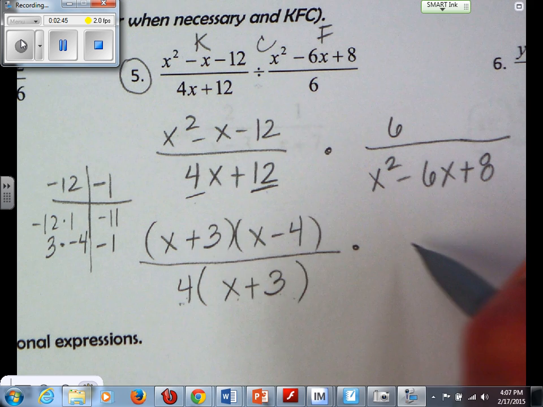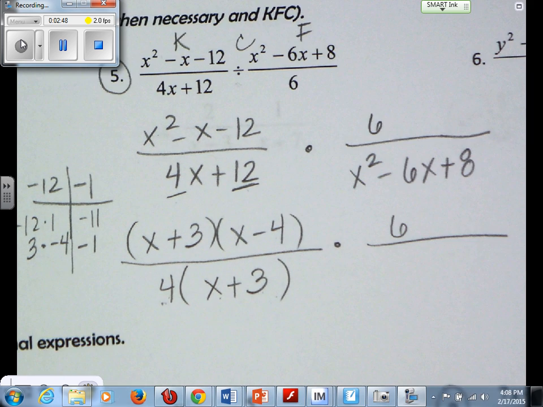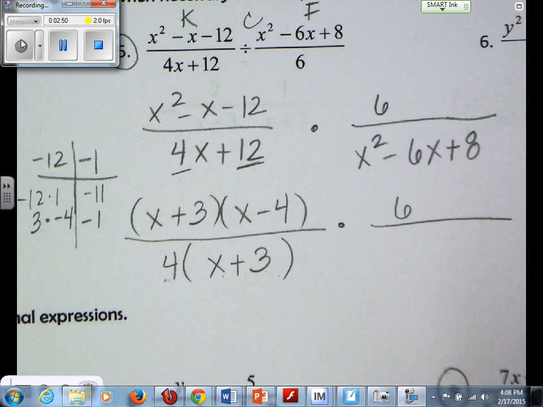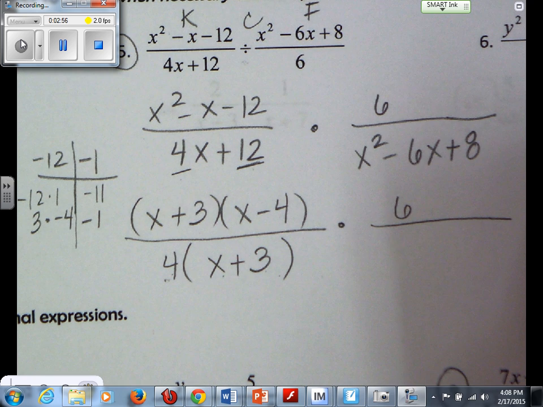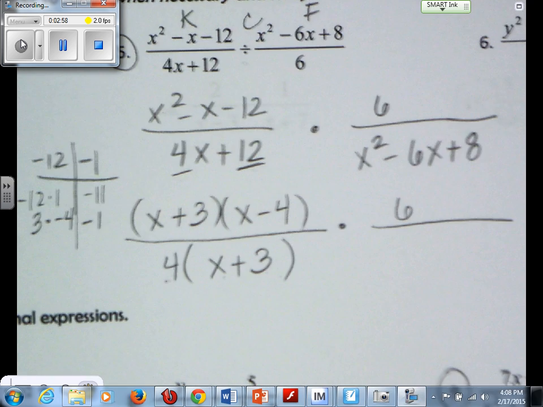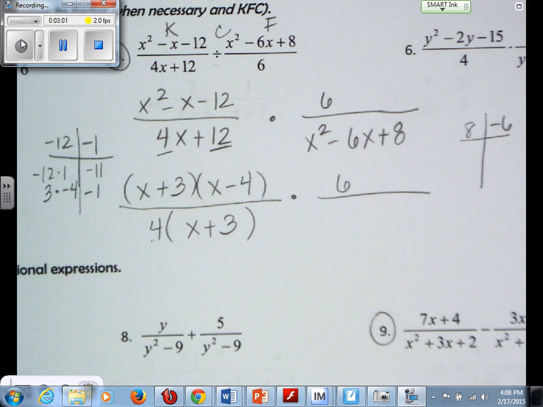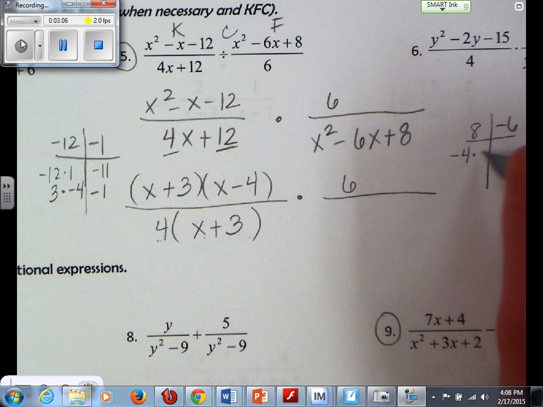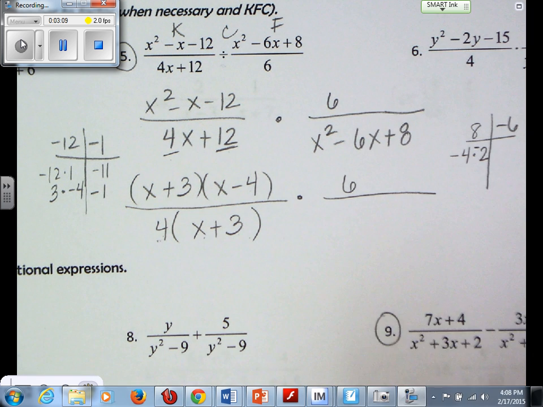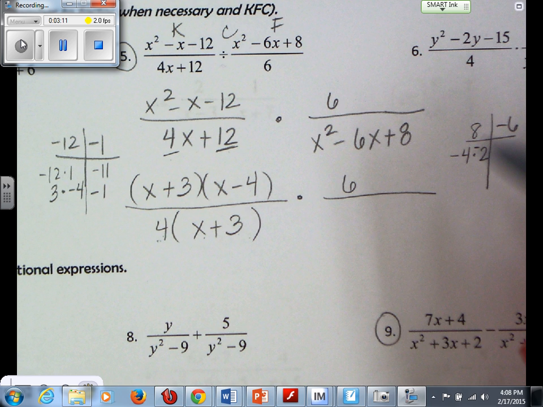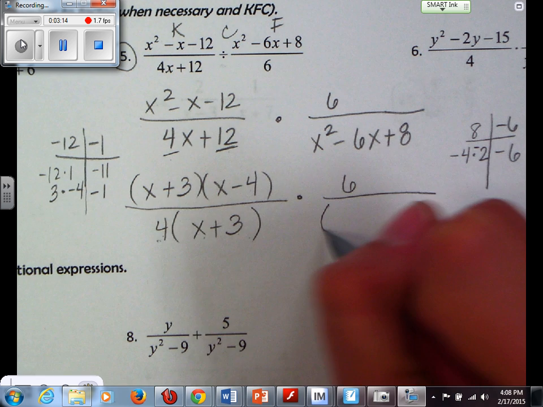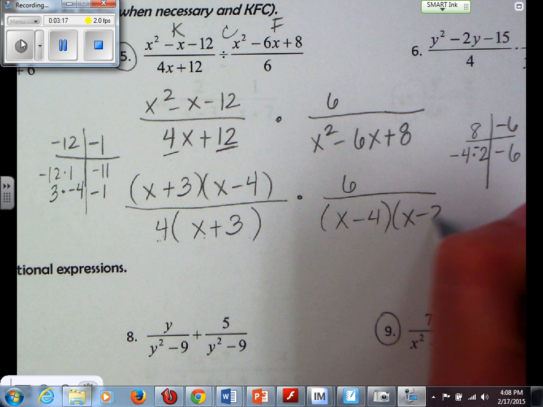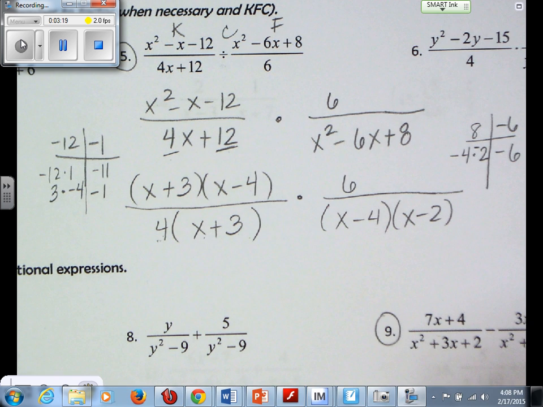If you look at the second fraction, 6 stays the same, and then you're going to factor the 8. So what are the factors of 8 that add up to negative 6? Negative 4 and negative 2. Both of those multiplied together gives you a positive 8, and you end up getting negative 6. So your factors are going to be x minus 4 and x minus 2. Okay, which is excellent, right?